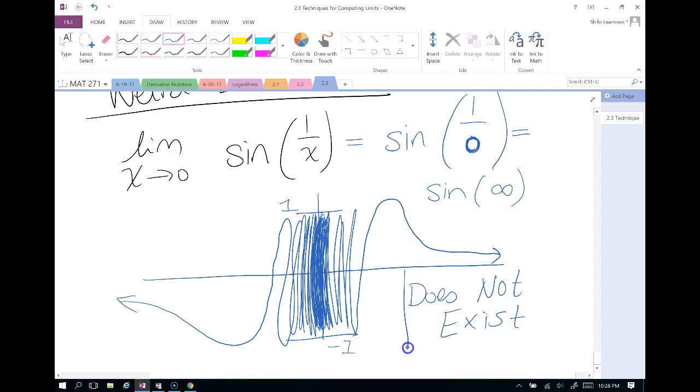Now, it only does not exist at 0. We can plug other x values in and get an answer just fine. I can figure out what's going on at x equals 1, at x equals a half, or at x equals negative 2. It's just at x equals 0 that this thing goes crazy.